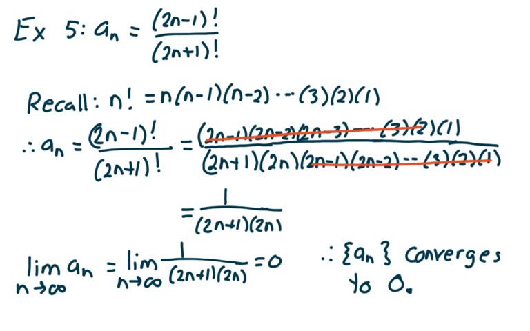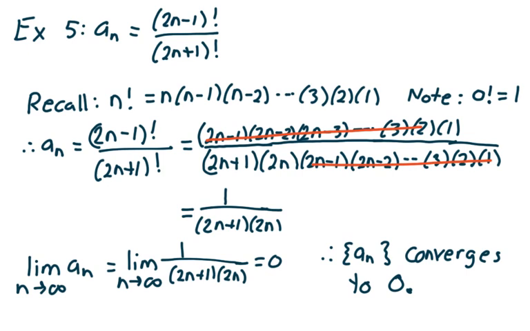Recall, n factorial is equal to n times n minus 1 times n minus 2 times n minus 3, all the way down to 3 times 2 times 1. Now, one thing I want you to know about the factorial is we define 0 factorial to equal 1. That's by definition.